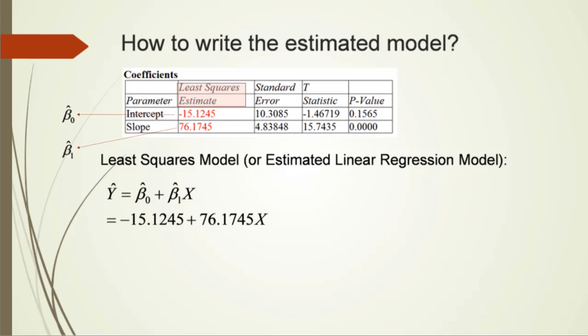That is, y hat is negative 15.1245 plus 76.1745 times x.